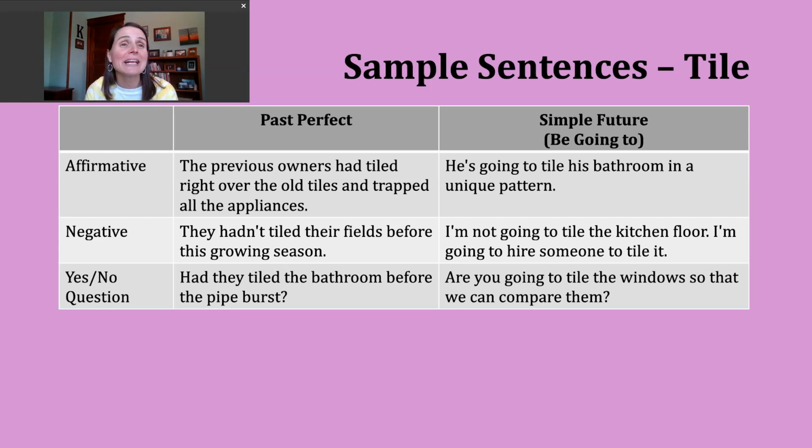Finally, let's look at making a yes or no question in the simple future. To do this, start with the form of be, whatever form matches your subject, that subject comes next, then going to and the base verb. Here's our last example. Are you going to tile the windows so that we can compare them?